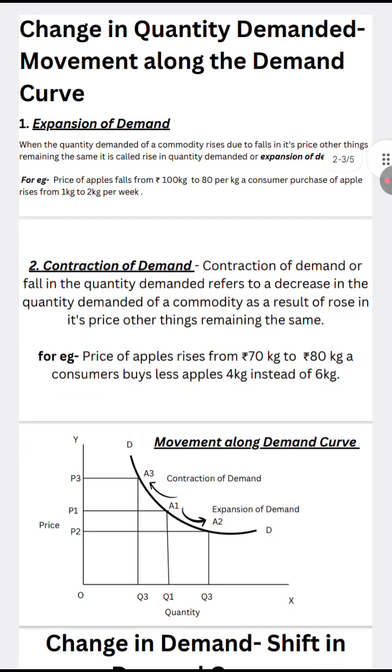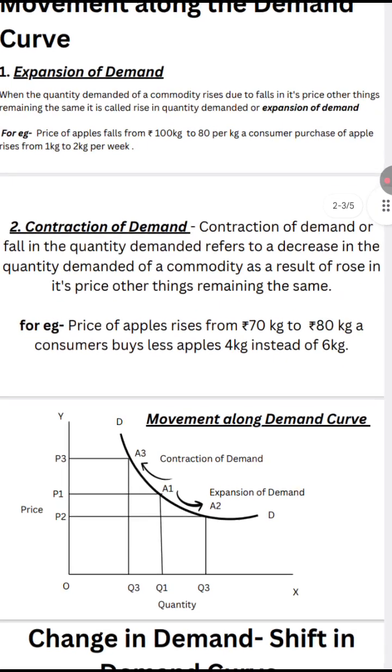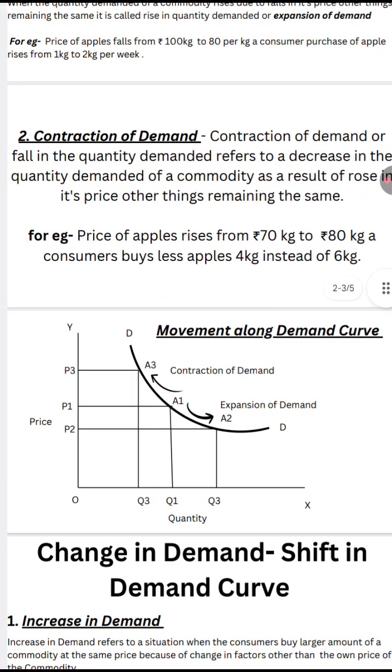Expansion in demand simply means that when the price of the commodity falls, the quantity demanded of the commodity will rise. For example, if the apple price falls from 100 to 80 rupees per kg, people will buy more apples. Initially they were buying 1 kg, now they'll buy 2 kg. As we can see in the diagram, the price was P1 and it reduced to P2, so there's an expansion in demand, showing the downward slope of the demand curve.